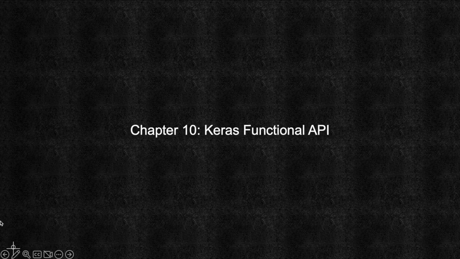From the previous video, we have learned the sequential API. It allows us to build neural networks by stacking different layers together. In this video, let's explore the functional API. It helps us to build more flexible neural networks.